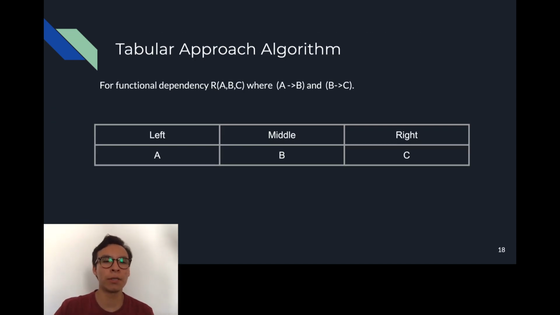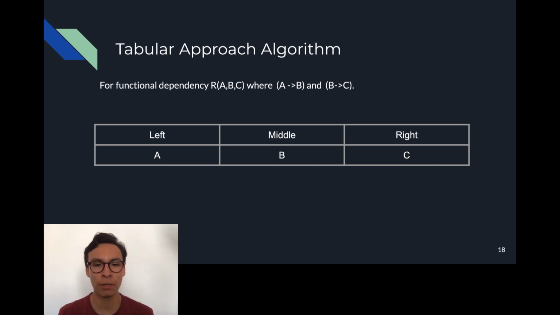The paper proposes a tabular approach algorithm. For example, for the functional dependency R comprised of A, B, and C, where A leads to B and B leads to C, we proceed to divide them into a table with columns marked left, middle, and right. In the left column, we put all the columns that are to the left of the relationships, for example A.